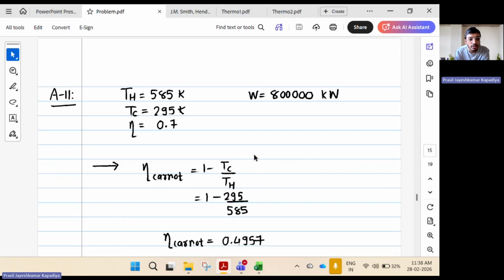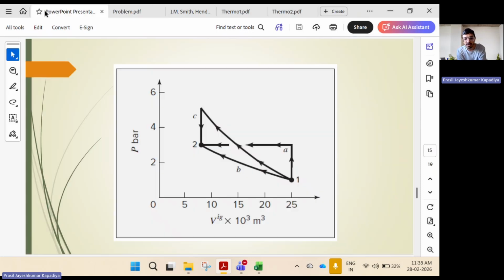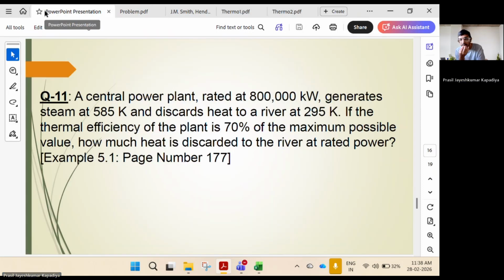Okay, so let's try to take one more problem and then we will stop. A central power plant rated at 8 lakhs kilowatt generates steam at 585 Kelvin and discards heat to a river at 295 Kelvin. So the rating is given as 8 lakhs kilowatt, and it generates steam at 585 Kelvin and discards heat to a river at 295 Kelvin.